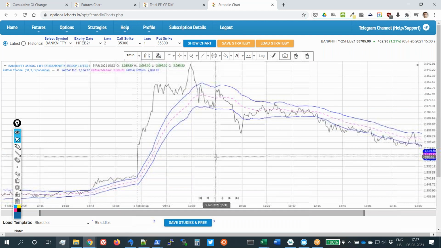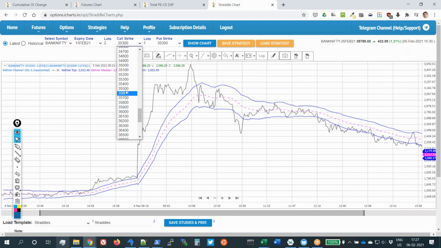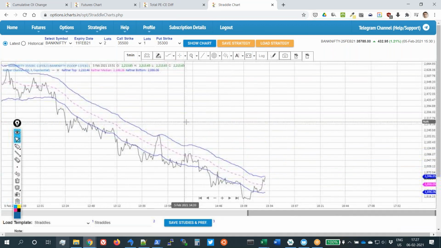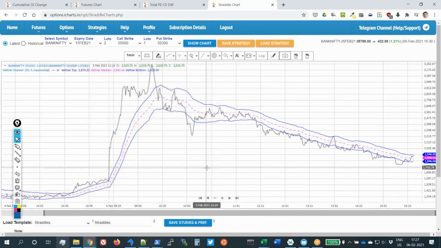Okay. So where is the strangle one here? Strangle is just a matter of changing the strikes. Say if I go to 35.5 and this, so this is a strangle now, a 200 point wide strangle. This is a strangle. That's it.